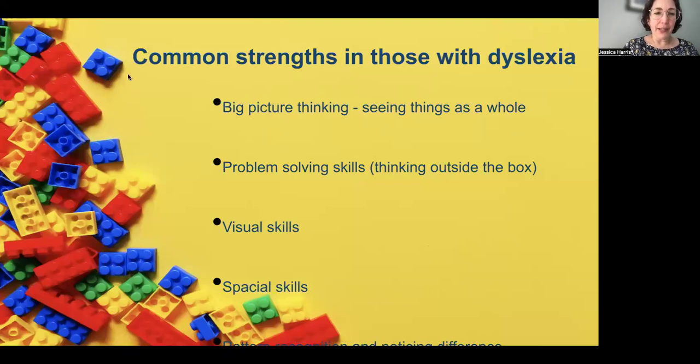Now we're going to have a strengths-based focus, because our dyslexic learners have some incredible strengths that they bring to every environment that they enter. Some strengths might be big picture thinking, so seeing things as a whole. They might have amazing problem-solving skills and thinking outside the box, wonderful visual skills, and wonderful spatial skills. And they might be really good at spotting patterns and noticing differences.